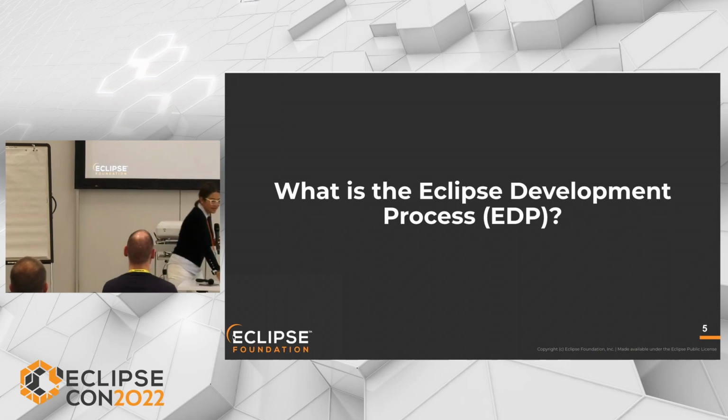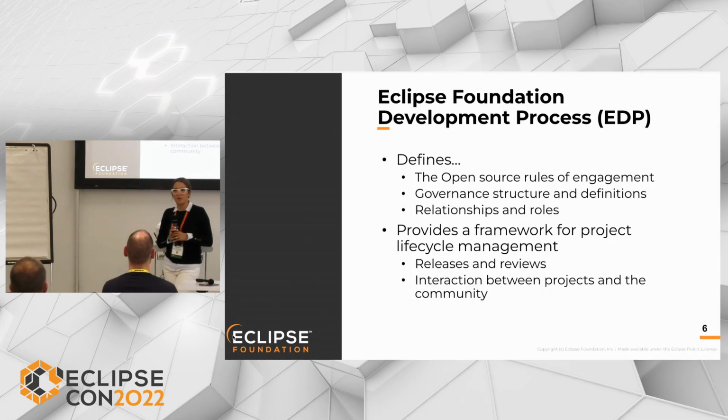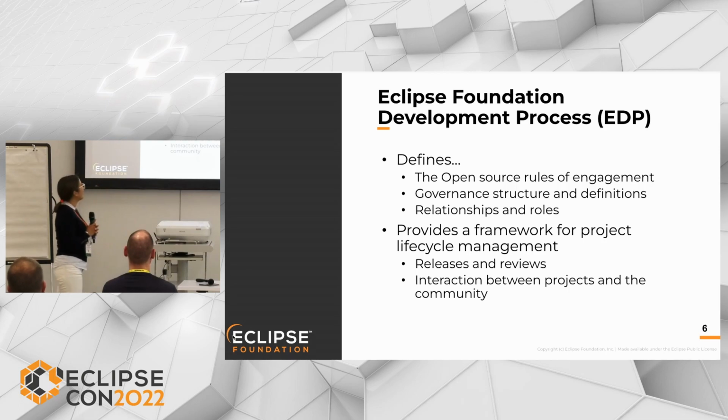So what is the Eclipse development process? The Eclipse development process is a framework that we provide and defines the open source rules of engagement and the governance structure, and relevant definitions for your project lifecycle, and all the relationships and roles that are created in the Eclipse ecosystem. This framework for project lifecycle management defines how we go through the release and reviews and how the project should interact with the community and within itself.